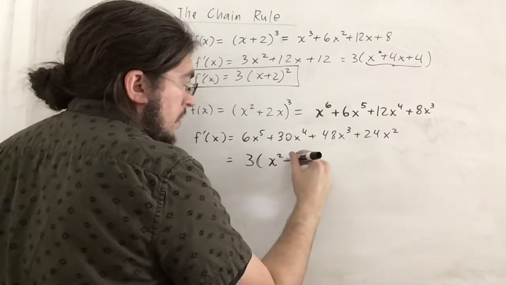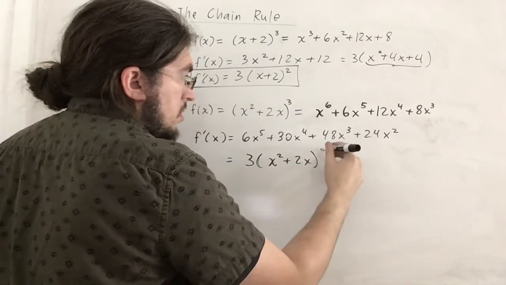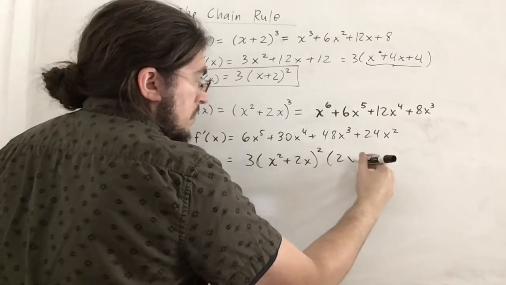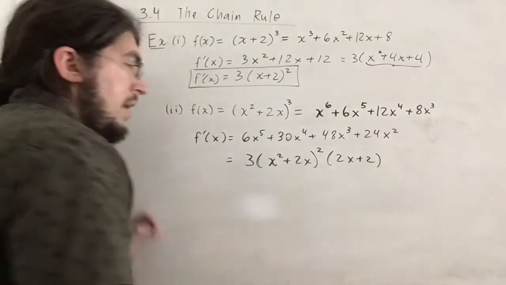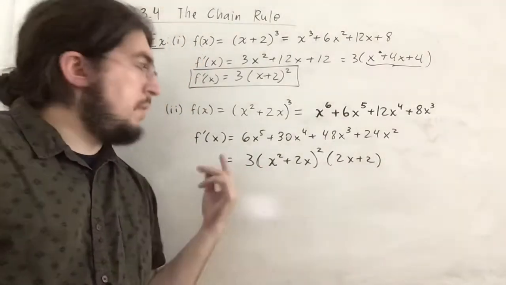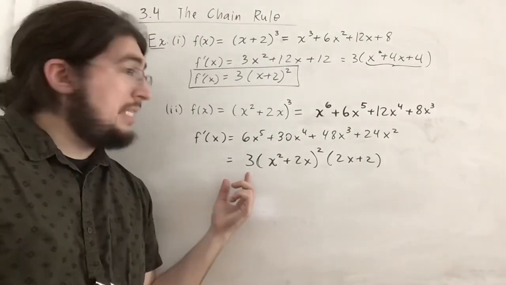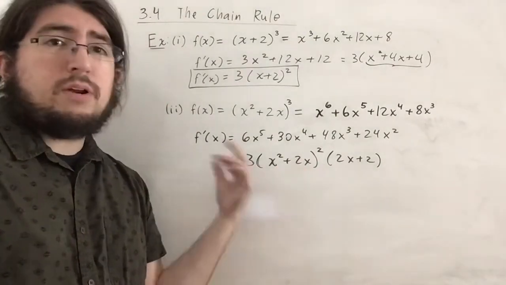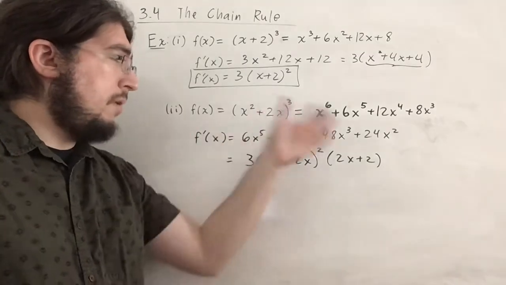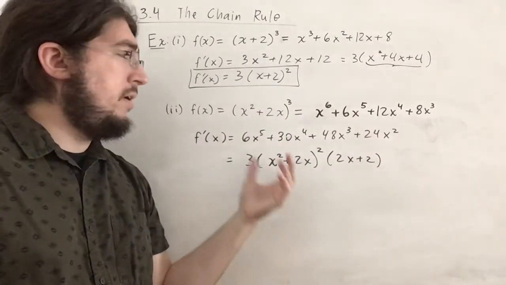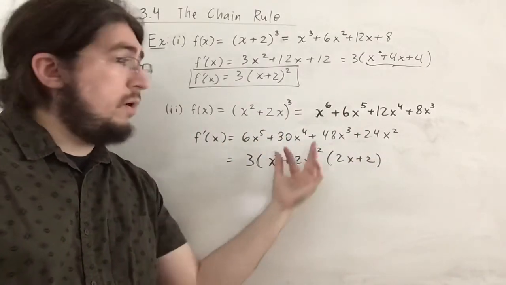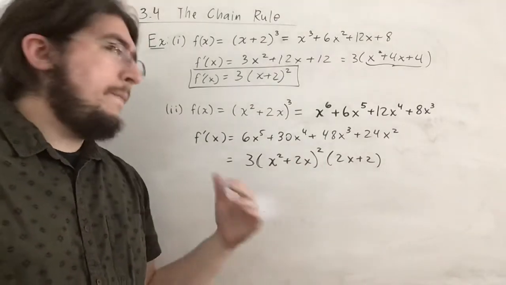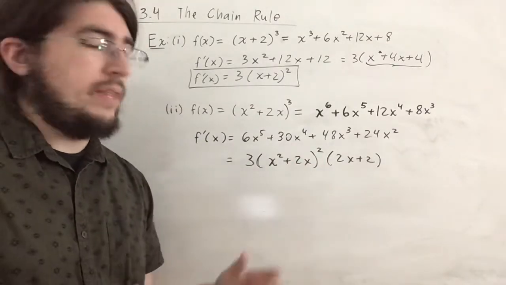3 times x squared plus 2x to the second times 2x plus 2. And of course, if you pull 2 out from this and multiply it to 3, you get that 6, and you can pull out x from this into the square to get that 6x squared. So that polynomial, after pulling out 6x squared, should factor as x plus 2 squared times x plus 1. But again, you can try that on your own to figure that out.